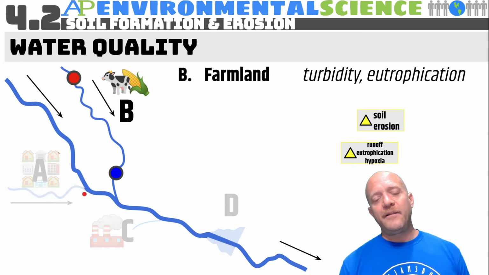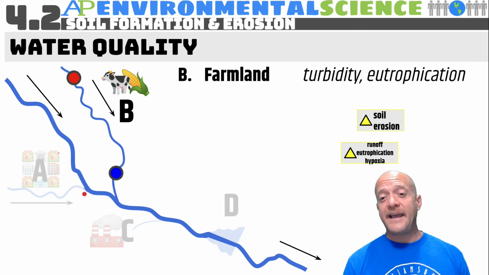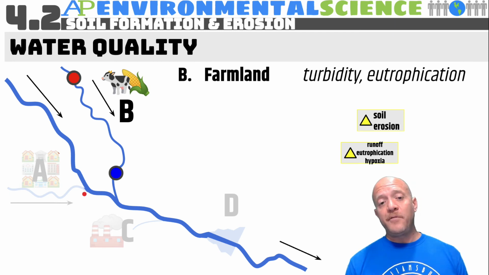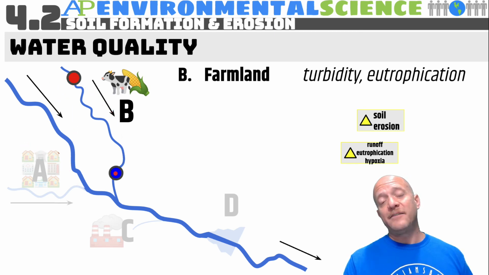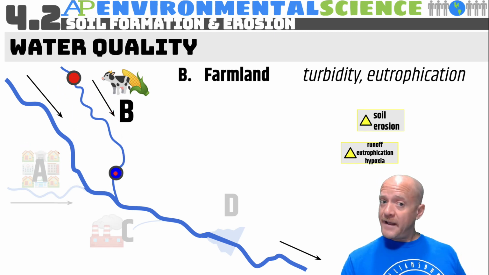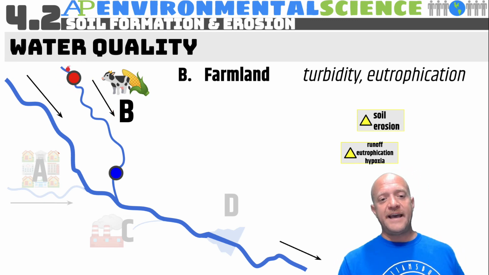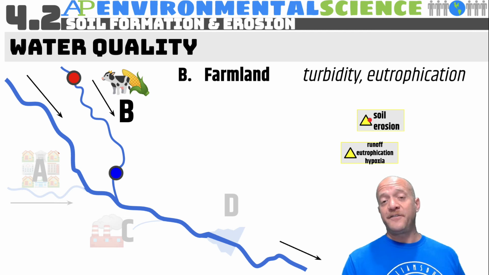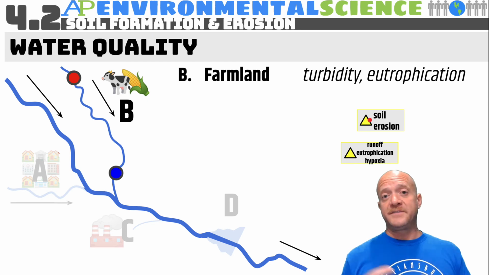So at location B, we have a farmland, and we can test for turbidity and eutrophication. And typically what we would do is we would test upstream at the red dot, and we would test downstream at the blue dot. Theoretically, it should be better water quality tests at the red dot, and worse water quality tests at the blue dot. What we're testing for is soil erosion. That's how we're testing for the turbidity. If there is erosion present, there's going to be a lot of particles in the water.